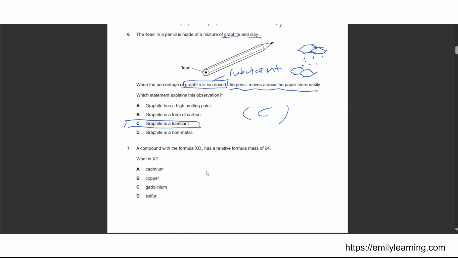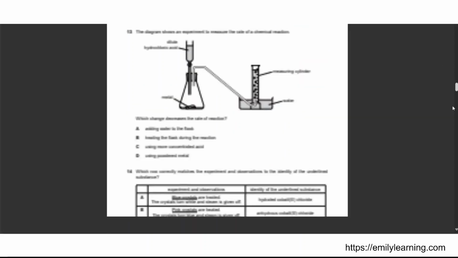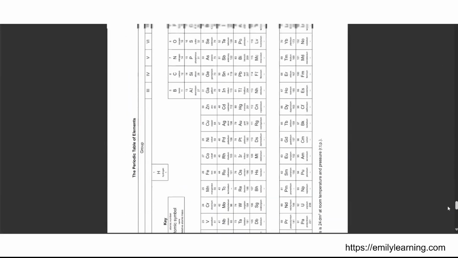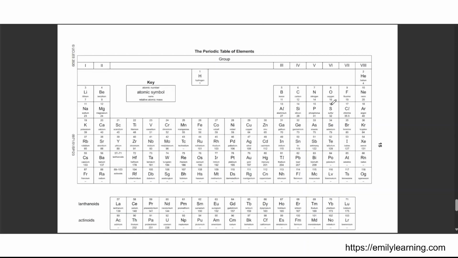Number 7, a compound with the formula XO2 has a relative formula mass of 64. What is X? So we know that the 64 is equal to 2 times the relative atomic mass of oxygen, plus the relative atomic mass of X, right? So if you were to go to the periodic table, which is here, and look for oxygen, it's 16 for oxygen.